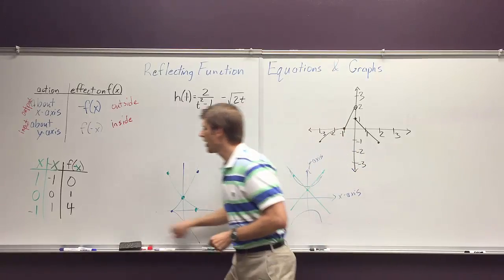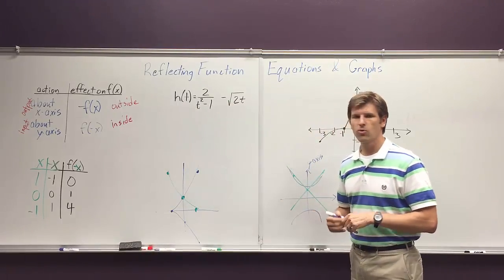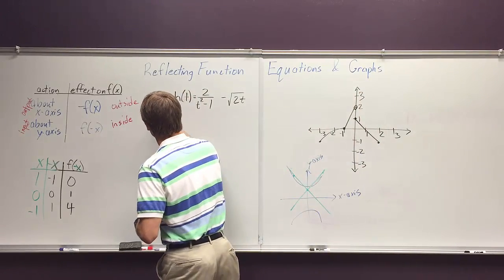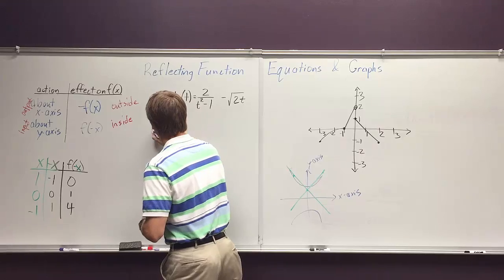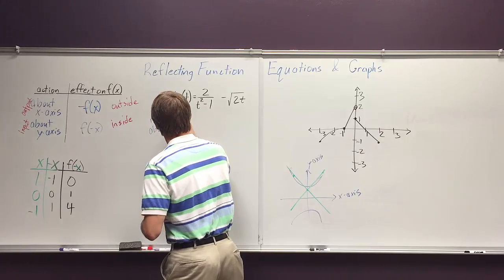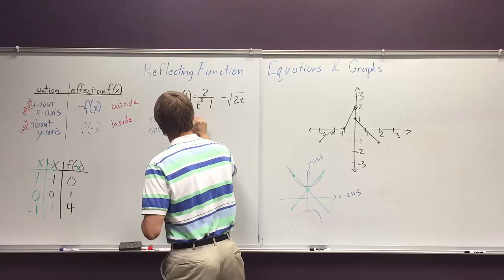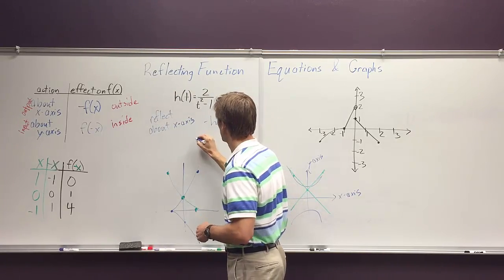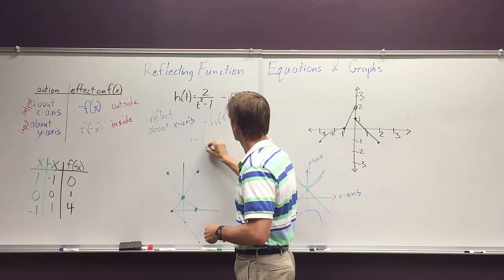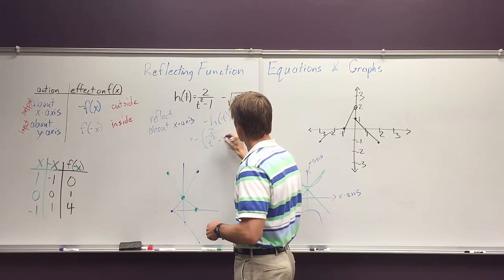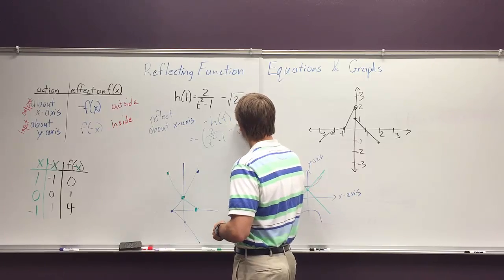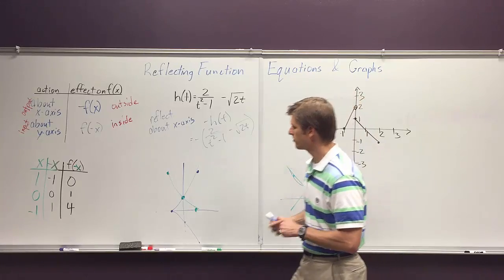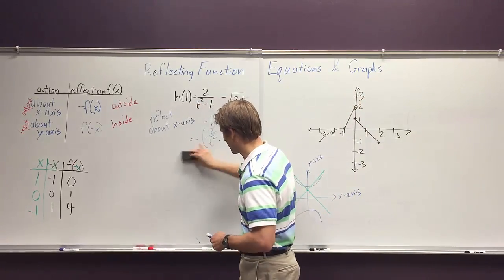Now it's pretty easy to do that with any old equation, just as long as you keep track of what you're doing. So reflect about the x-axis: that's negative h of t, or negative 2t squared minus 1 minus the square root of 2t. Pretty easy. Could you distribute the negative? Absolutely, but you don't have to. That's the correct answer as is.